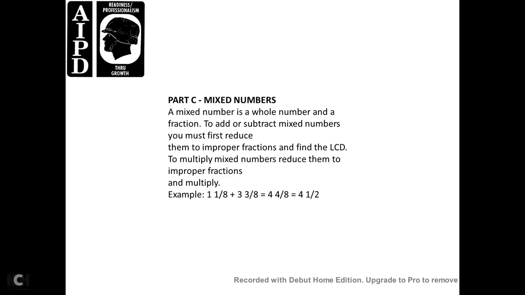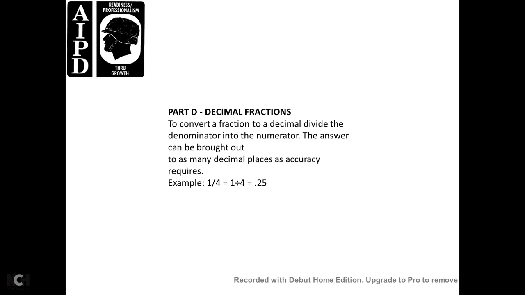Part C, mixed numbers. A mixed number is a whole number with a fraction, to add or subtract. The mixed number must first be reduced to an improper fraction: find the least common denominator of the multiple, which makes reducing them to the improper fraction easier to multiply. Part D, decimal fractions. Convert the fraction to a decimal by dividing the denominator into the numerator. The answer can be carried out to as many decimal places as necessary or required.